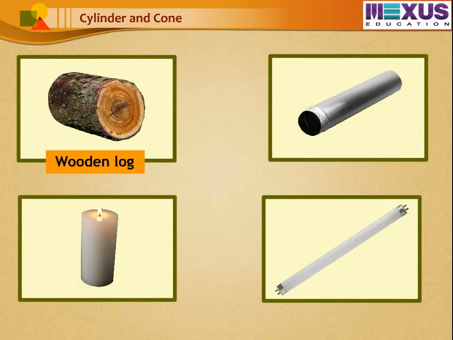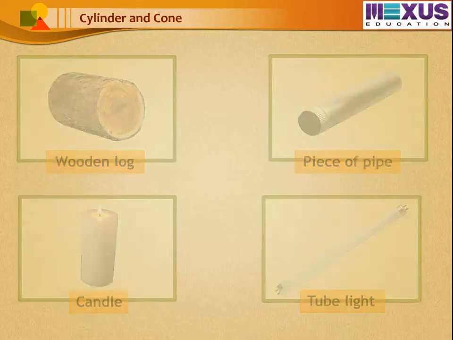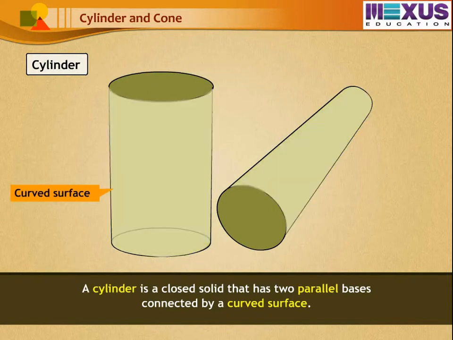Objects like wooden log, piece of pipe, a candle, tube lights are in shape of a cylinder. A cylinder is a closed solid that has 2 parallel, usually circular bases connected by a curved surface.